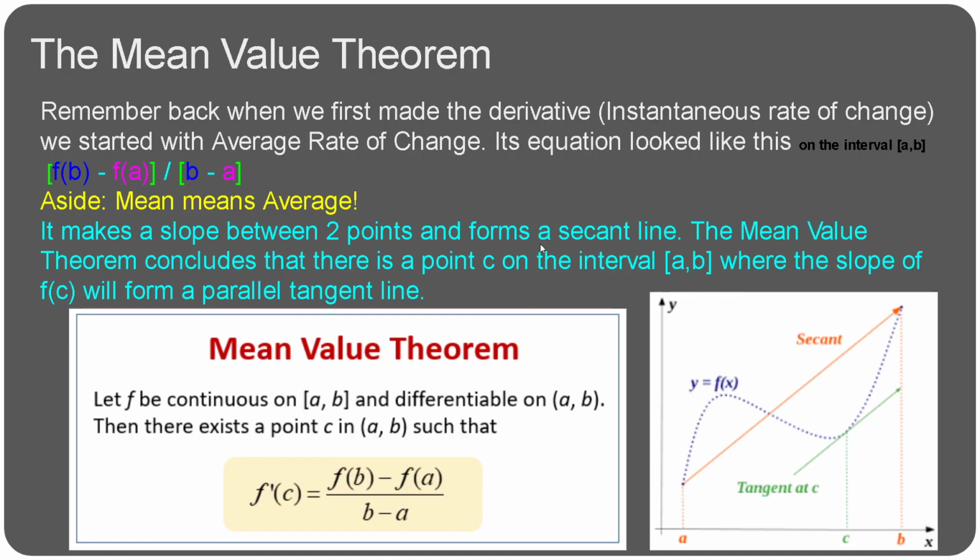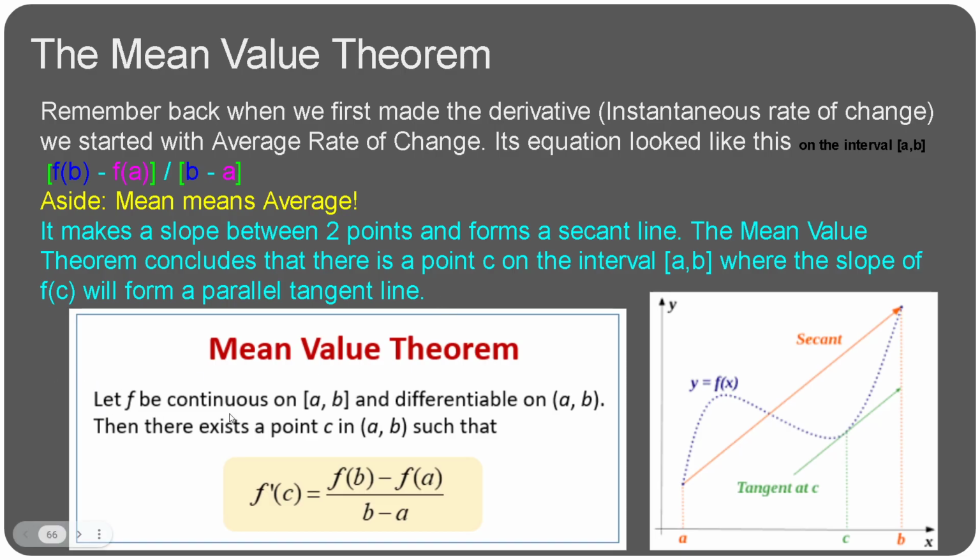Let's go over the mean value theorem. So when we first made the derivative, we started with the average rate of change of a function, and its equation looked like this, where you have f of b minus f of a divided by b minus a. So if you make a slope between the two points and it forms a secant line, the mean value theorem concludes that there is a point on that interval where the slope of f of c will form a parallel tangent line.